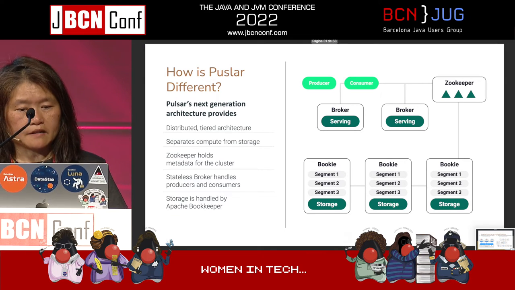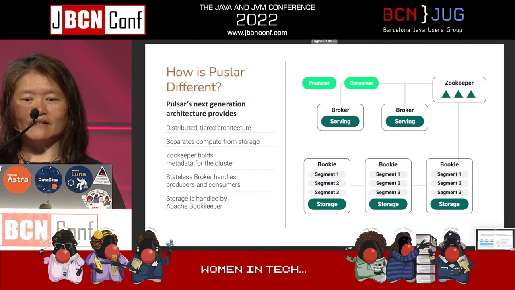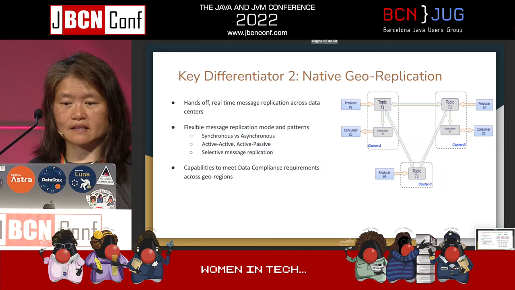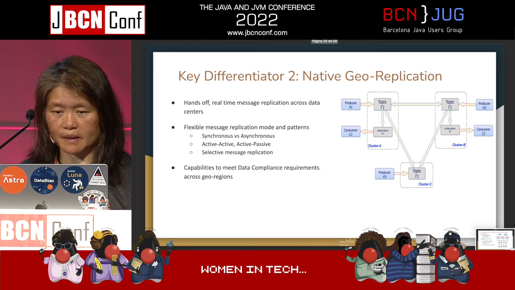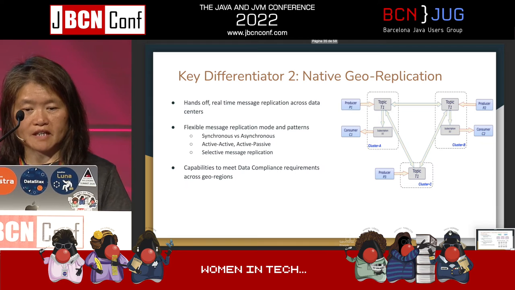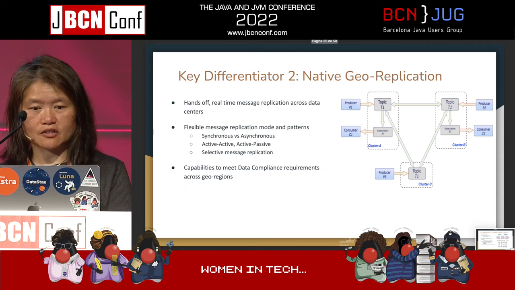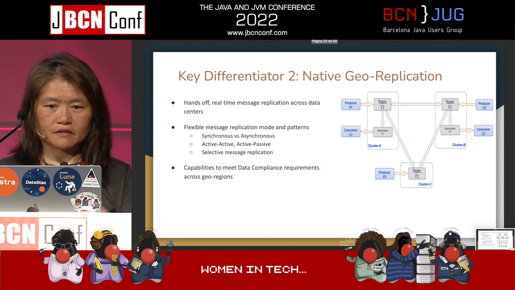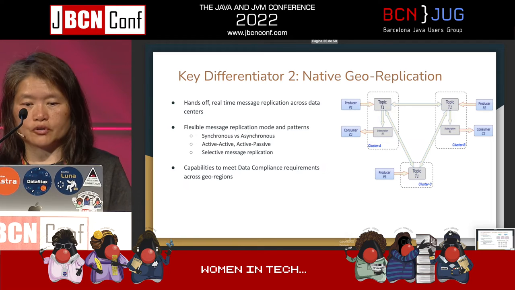So it helps with horizontal scaling capability as well, not just vertical scaling. And then, again, I already talked about this, the geo-replication. Basically, it helps with hands-off, real-time message replication across different data centers. It's very flexible. The message replication modes and patterns are also very efficient. You can do synchronous versus asynchronous patterns, and there's active and passive. So if you're working with a data recovery mechanism, all of these things are already built in for you in Pulsar.